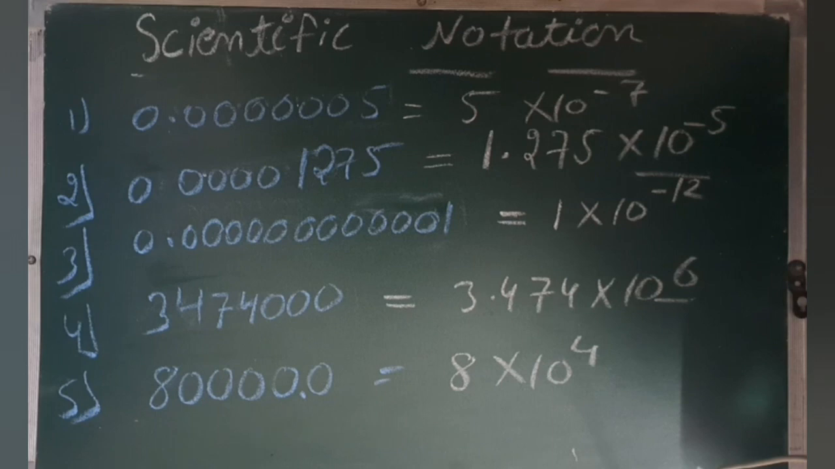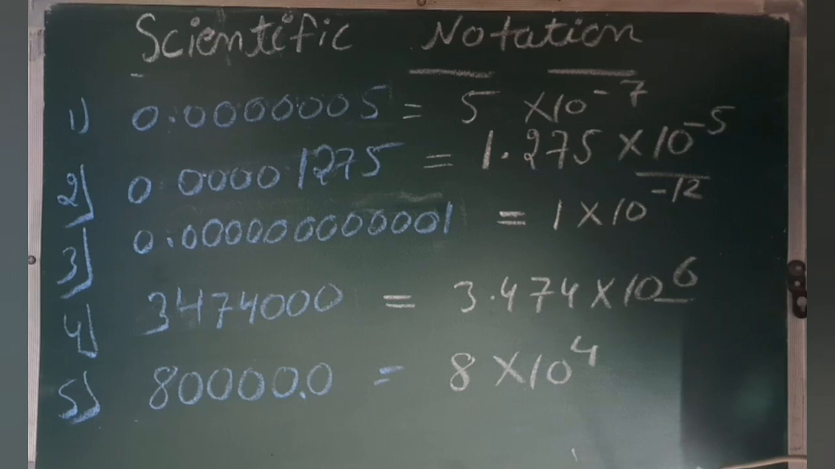Hello everyone, this is Rahul Manchanda. So in the last video, I explained what scientific notation is. Scientific notation is a way to write a very big number or a very small number in the easiest way. So we discussed the method of how we write this in the easiest way.